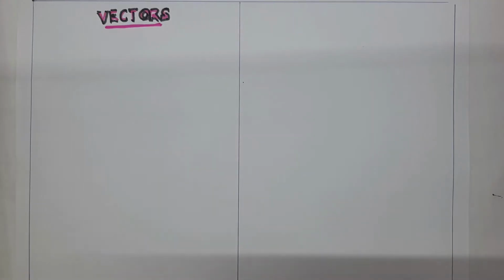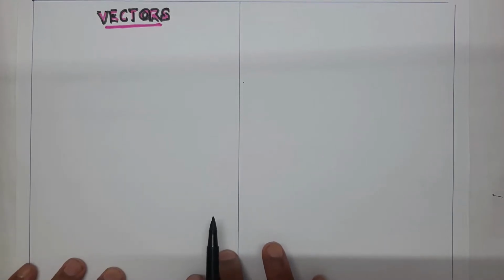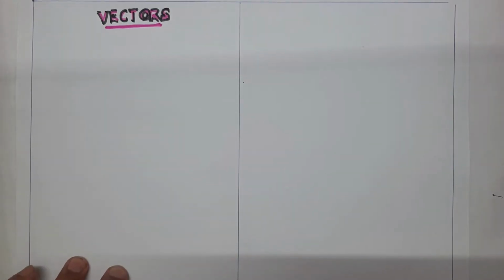Today we start a new chapter, vectors. You know, all quantities are classified into two: one is scalar and the other is vector. Quantities having only magnitude are called scalars, and quantities having both magnitude and direction are called vectors. The concept of scalar and vector was learned in last year's physics class.